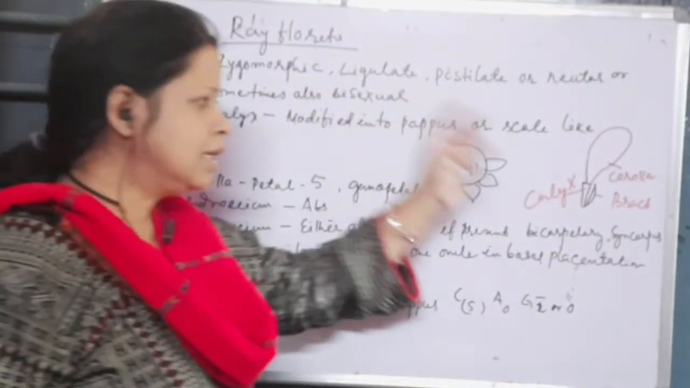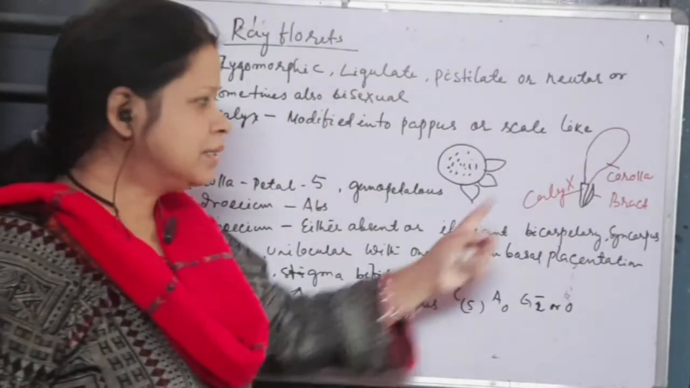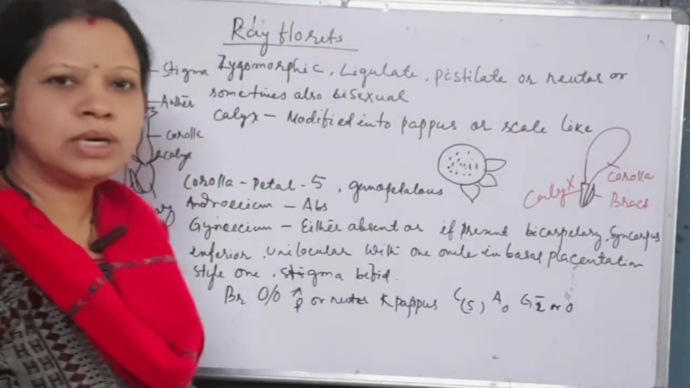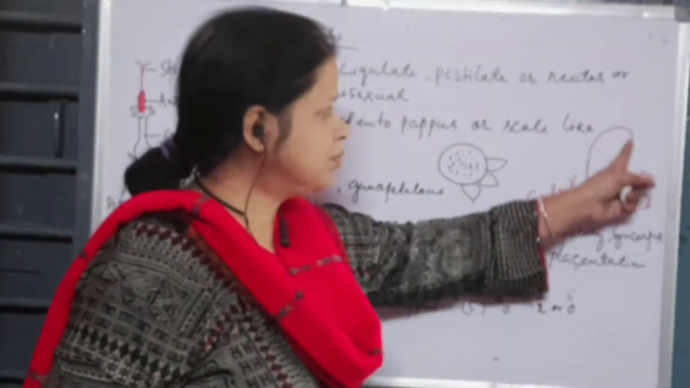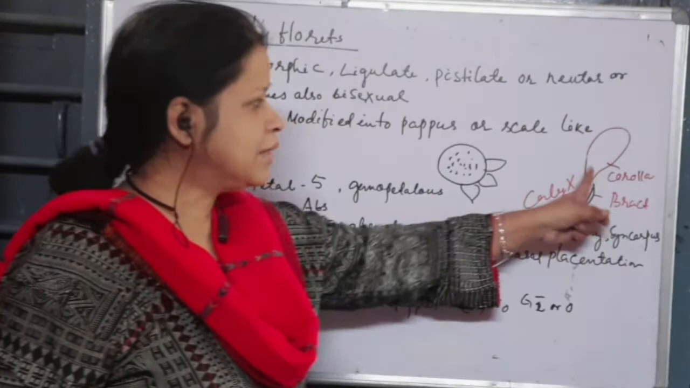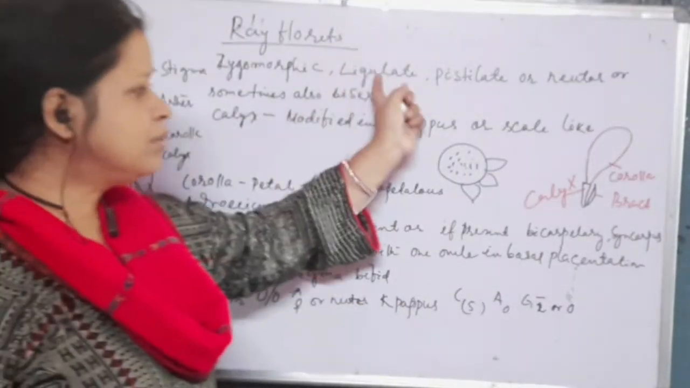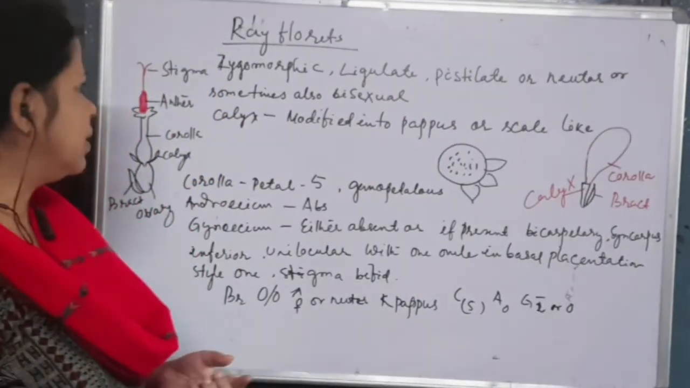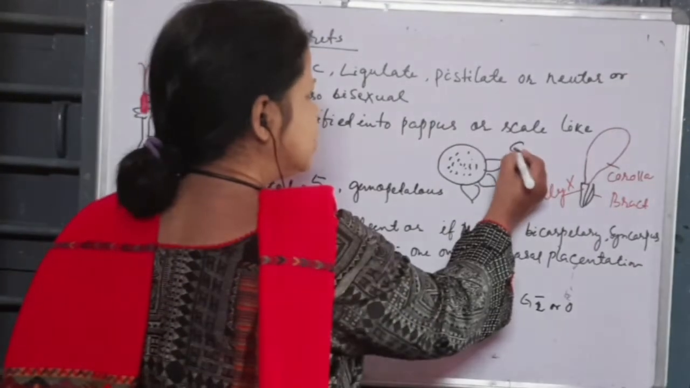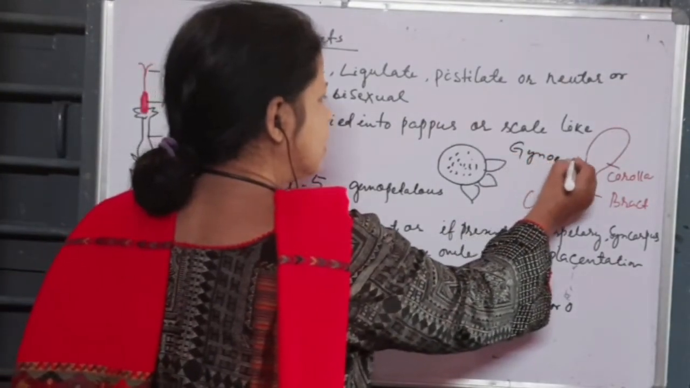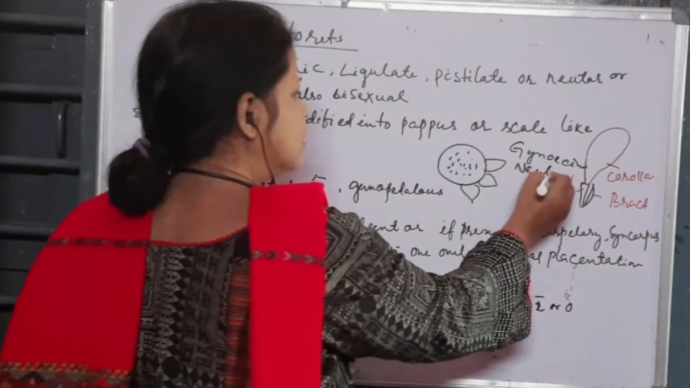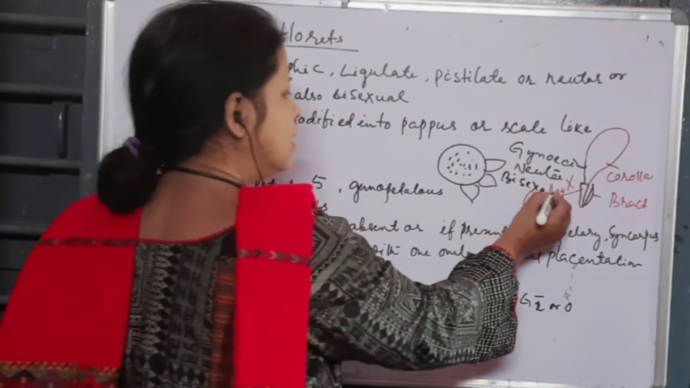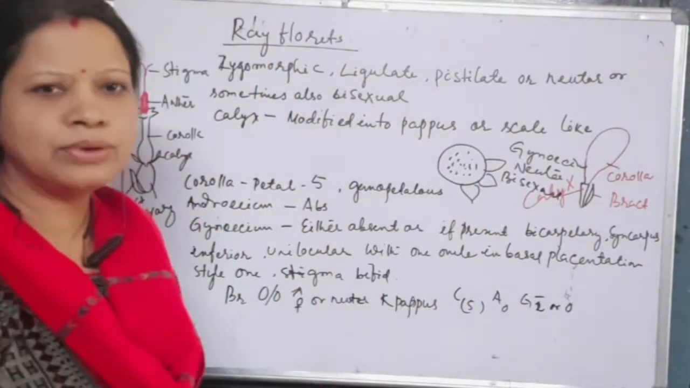First, the ray floret. The ray floret is zygomorphic because all the petals fuse together to form a corolla, and this has unequal lobes. So this is a zygomorphic flower. Ligules are present. Pistillate, neuter or bisexual. Pistillate means only the gynoecium is present, sometimes neuter, and sometimes both the androecium and gynoecium are present in the case of ray florets.